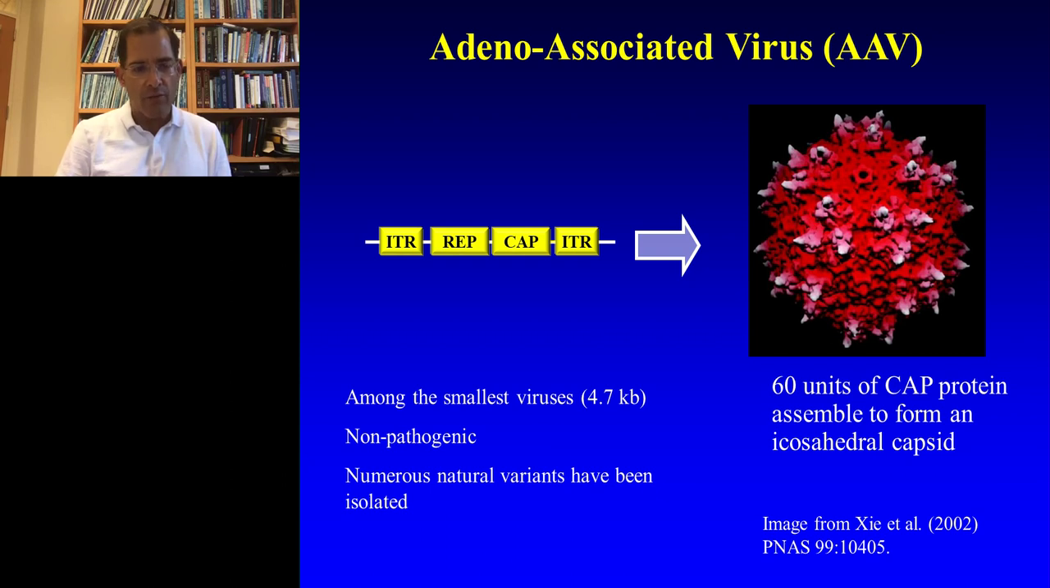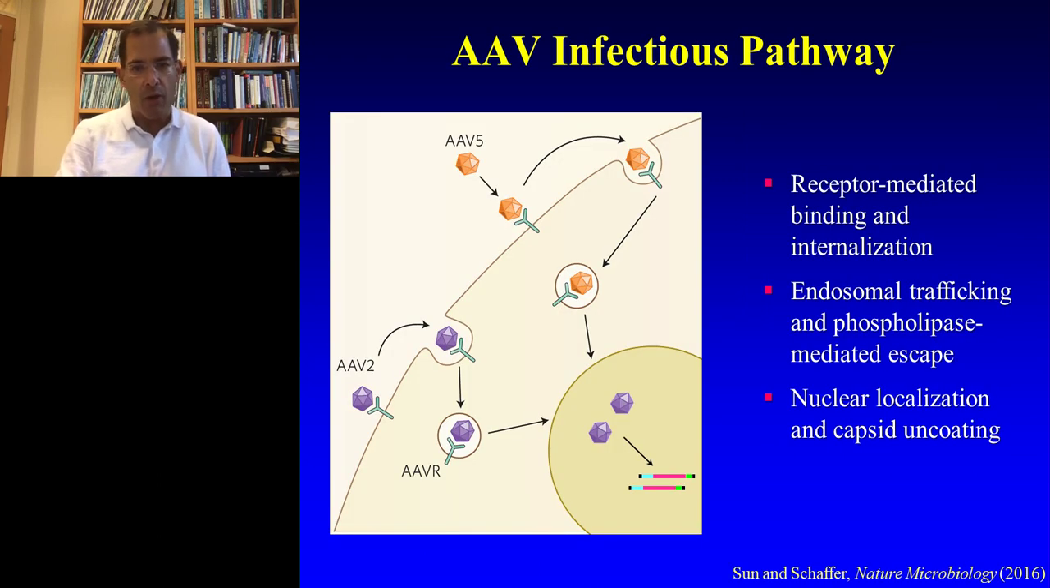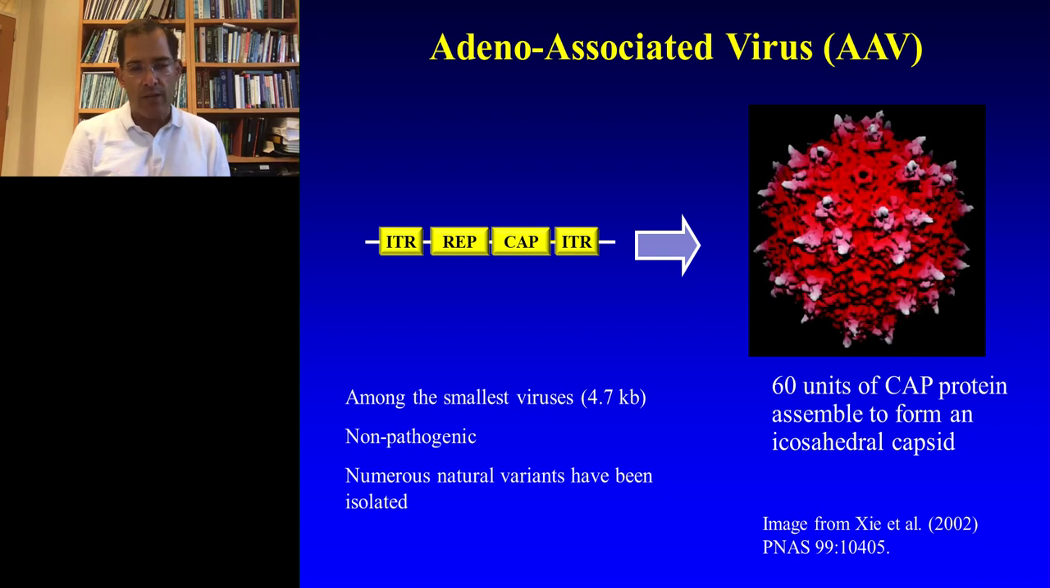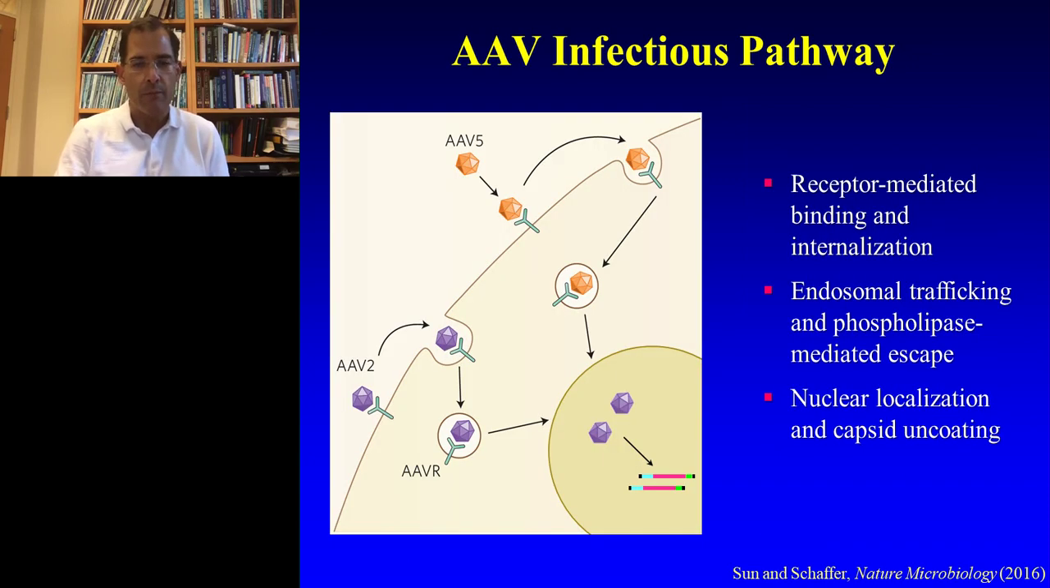And a number of natural variants of AAV have been identified. They have differences in the amino acid composition on the surfaces of these peaks emanating from the soccer ball. This results in different ways of interacting with host cells and host tissues, and leads to slightly different delivery properties or infectious properties for each one of these viruses.